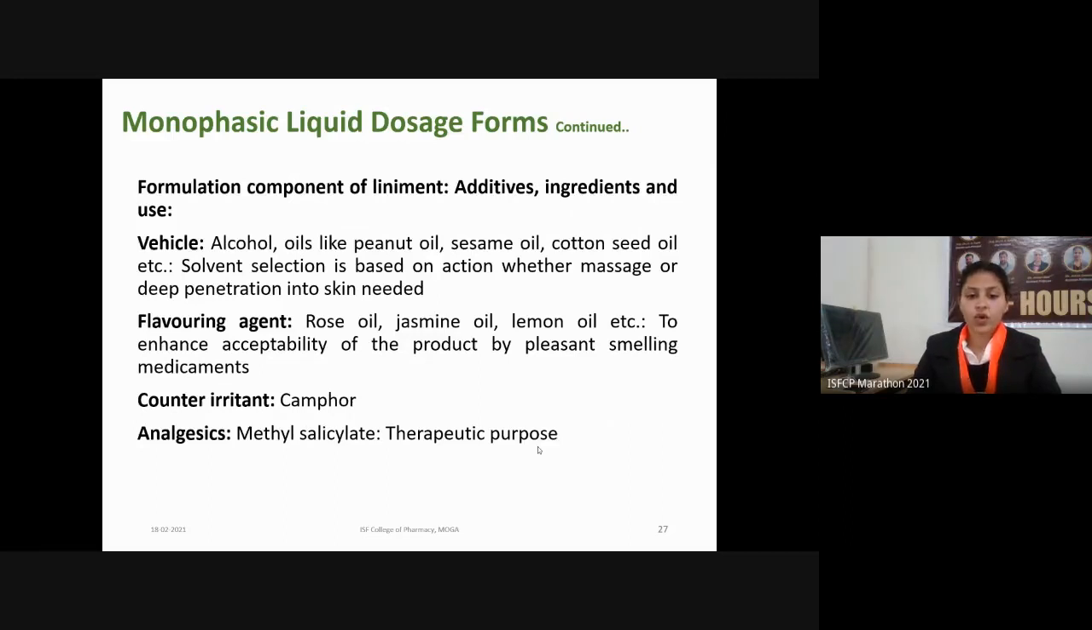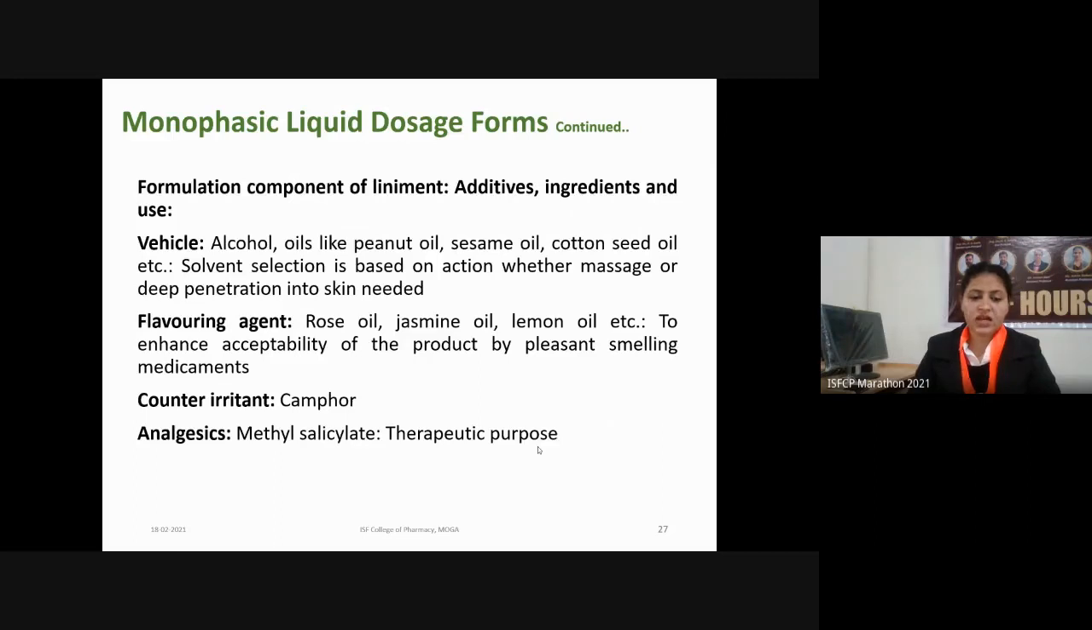Rose oil, jasmine oil, and lemon oil, and many more are examples of the flavoring agents that we can use to enhance the pleasant smell of the medicaments. Meaning, if we are applying a medicament having a flavoring agent, it will give us a pleasant smell.